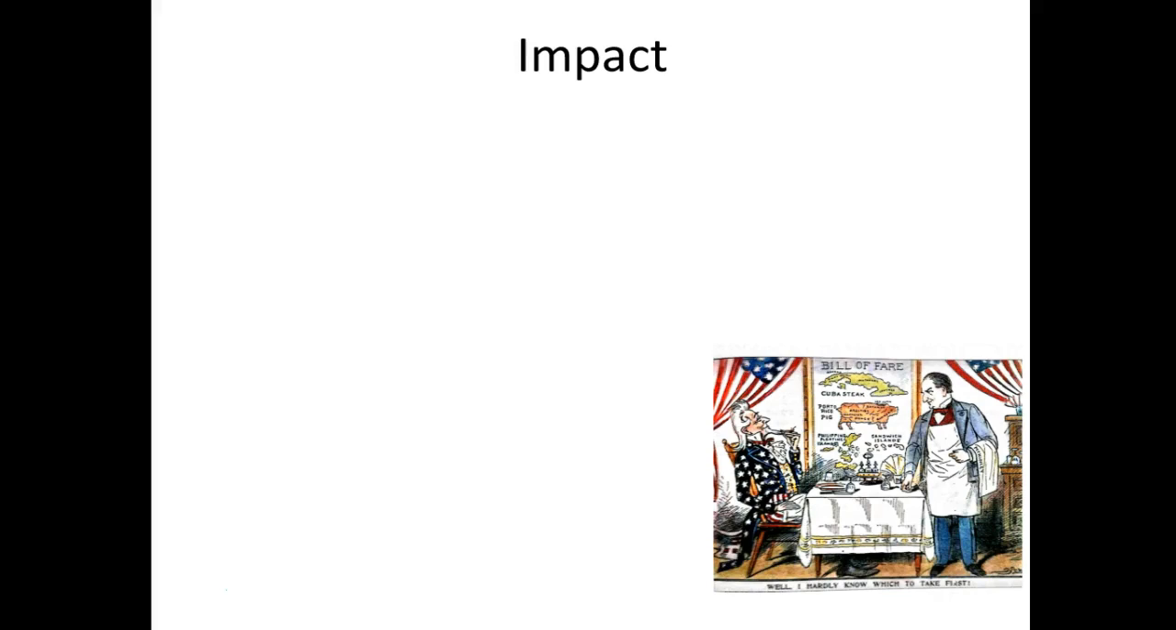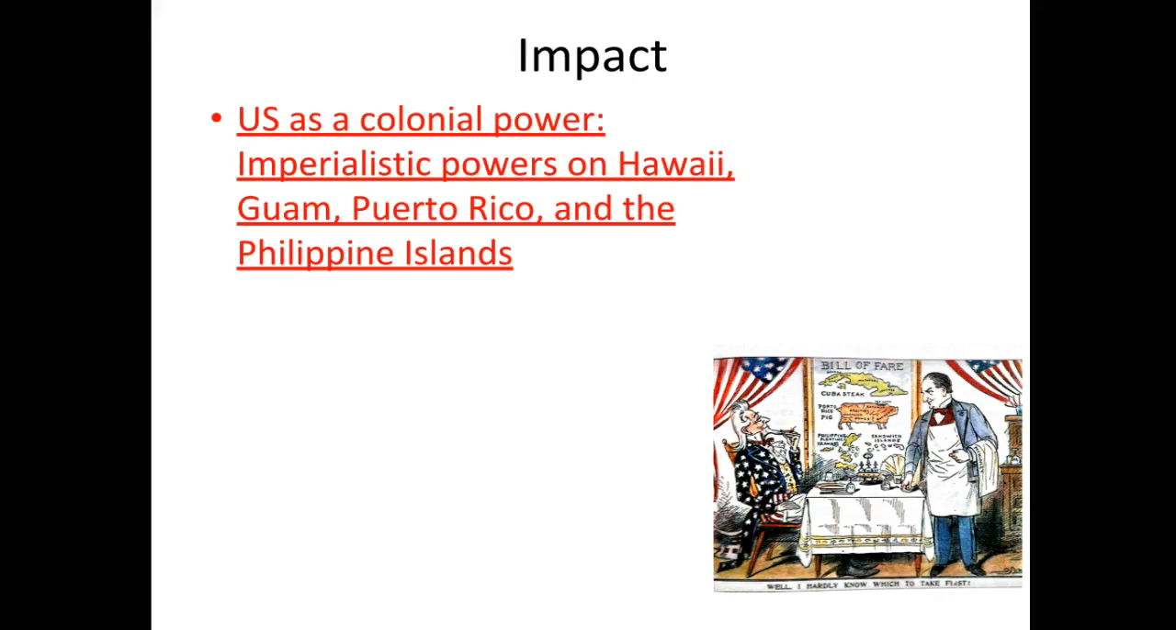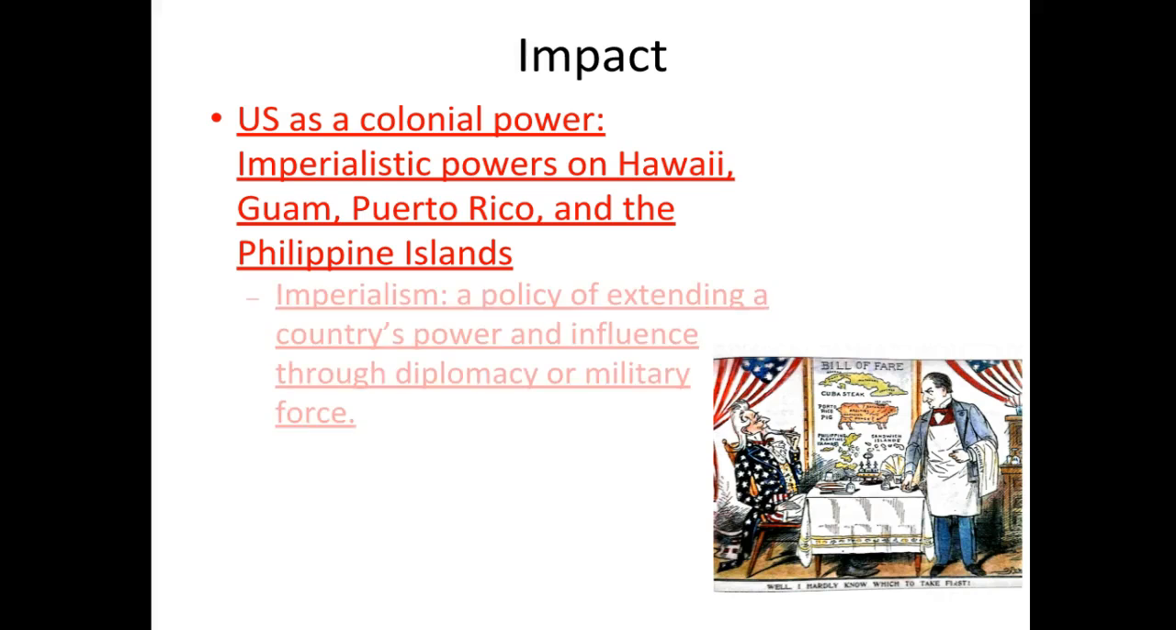So what impact did this have? Well, this really kind of was one of the starting points for imperialism throughout parts of Latin America and Asia, and led to the United States being a colonial power. The United States became extremely imperialistic, and they applied their imperialistic powers on Hawaii, which at this point in time was an independent nation, Guam, Puerto Rico, and the Philippine Islands, and eventually took over many of these areas and still has today. Hawaii is a state and Puerto Rico is a United States territory.